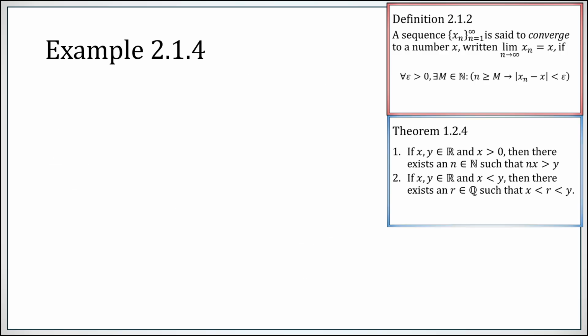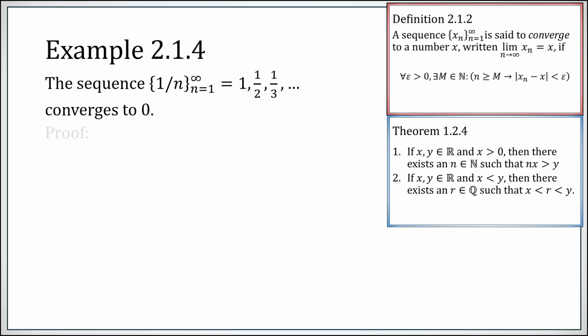Here's another example. The sequence 1 over n, 1, 1/2, 1/3, and so forth, converges to 0. So let's look at a proof. Again, it's important to know this definition so that you know how to put together a proof. It must apply for every positive epsilon. Let epsilon be positive. Now we have to pick the m. Now in contrast to the previous example, we have to be a little careful here.